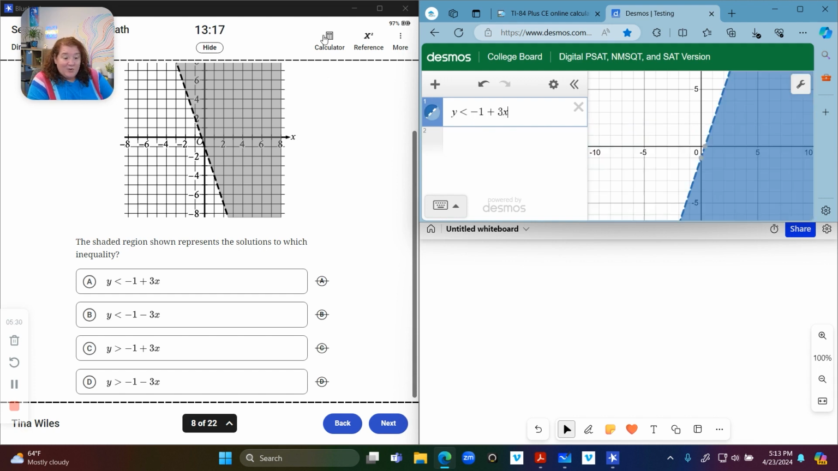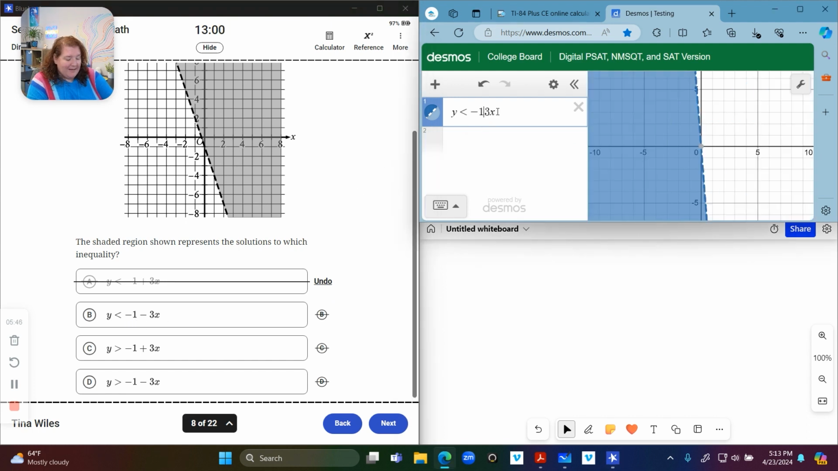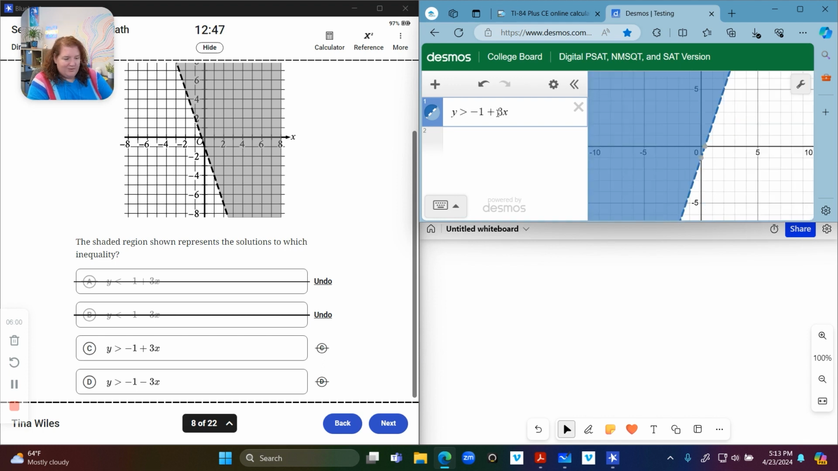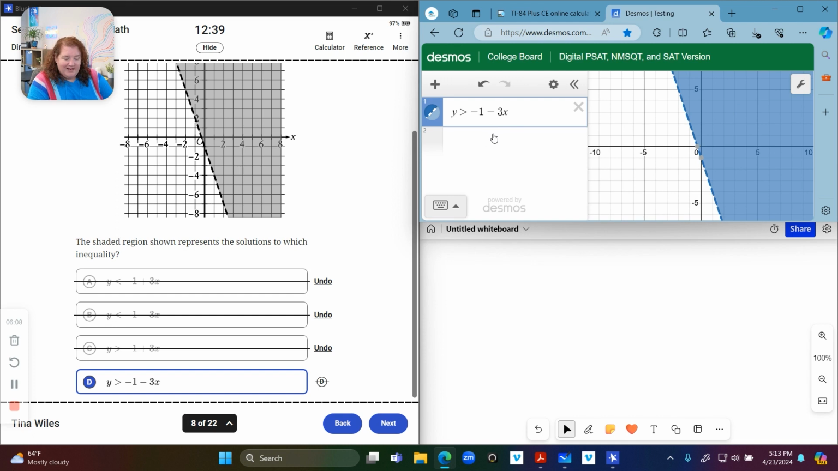To access Desmos within the Bluebook software, all you have to do is hit the calculator button. I just have it over here because it's a little bit easier to see. And as you see, this graph does not match what's there, so that's wrong. y is less than -1 minus 3x. That graph now is at least right, but it's shaded on the wrong side. y is greater than -1 plus 3x. Again, that graph goes the wrong way. So we know the answer is going to be D, and that is correct.